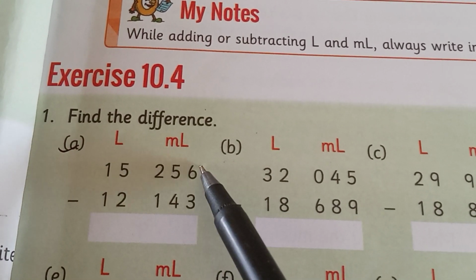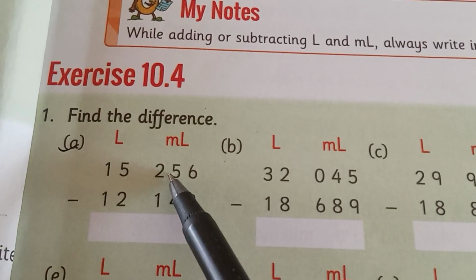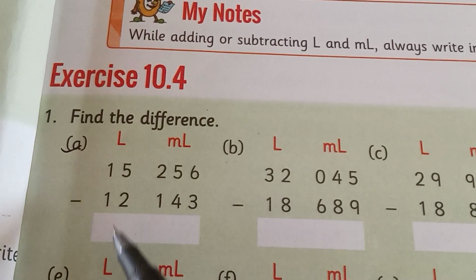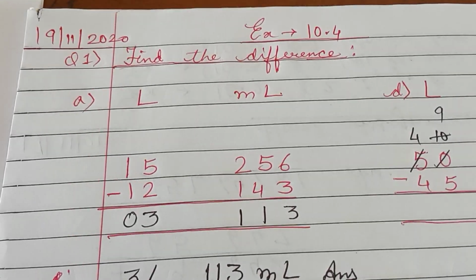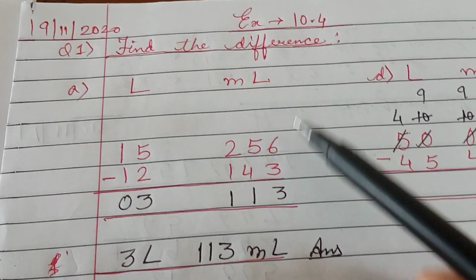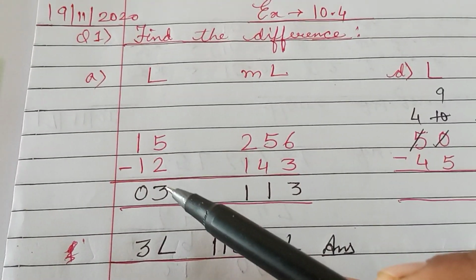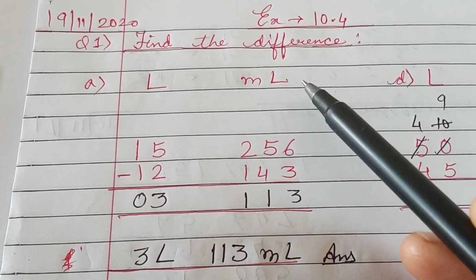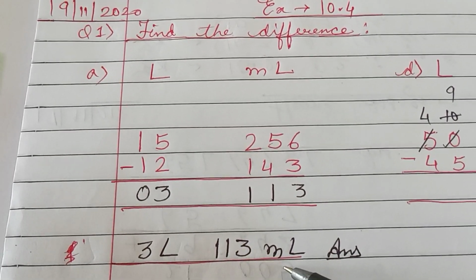You have to subtract 6 minus 3, that is 3, 5 minus 4, that is 1, 2 minus 1, that is 1, 5 minus 2, that is 3, 1 minus 1, that is 0. And then we will write the final answer. In your copy, you will subtract and in the next line you write the final answer. Final answer is 3 liter 113 milliliter.